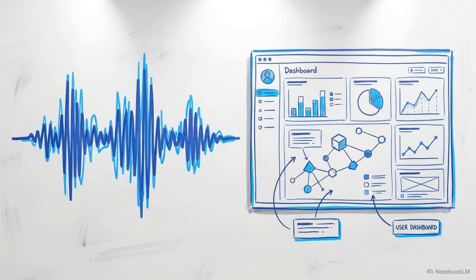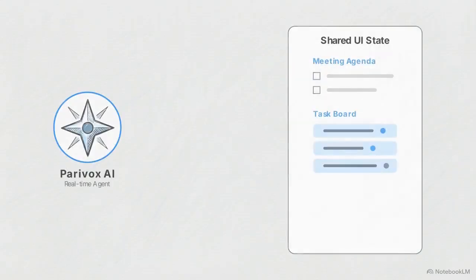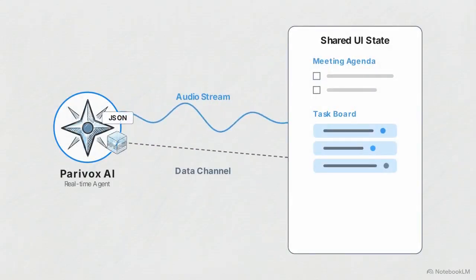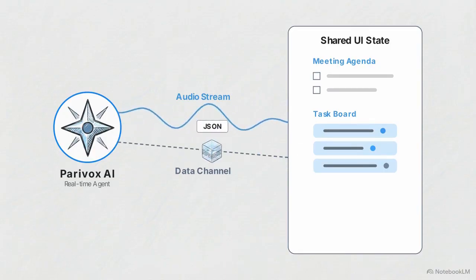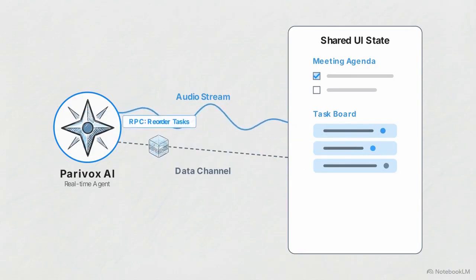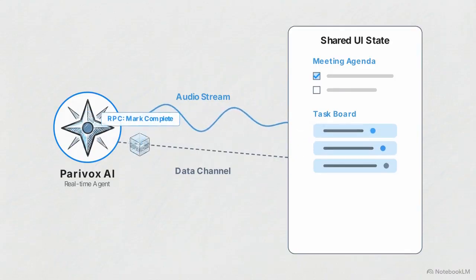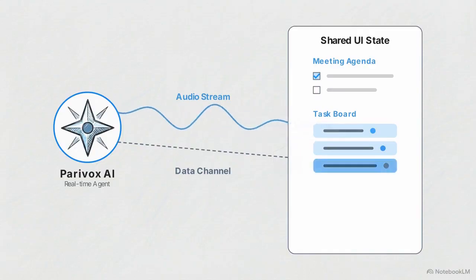Parivox agents operate across both audio and visual layers simultaneously. They generate structured visual updates synchronously during an active conversation. This data flow visualization maps how that works. Parallel to the primary audio stream is a secondary data channel. It utilizes LiveKit RPC and data channels to bypass standard text output and drive the interface directly. RPC, or Remote Procedure Call, is a protocol that allows a program to trigger actions in a separate software layer.